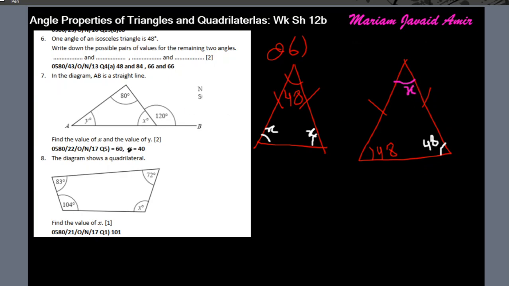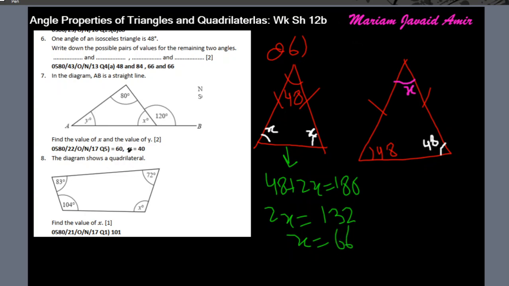So in the first case, we can write 48 plus 2x equals 180. So 2x equals 180 minus 48, which is 132. Then x equals 132 over 2, which is 66. So we got two angles in this case, 66 and 66, since both the angles are the same.